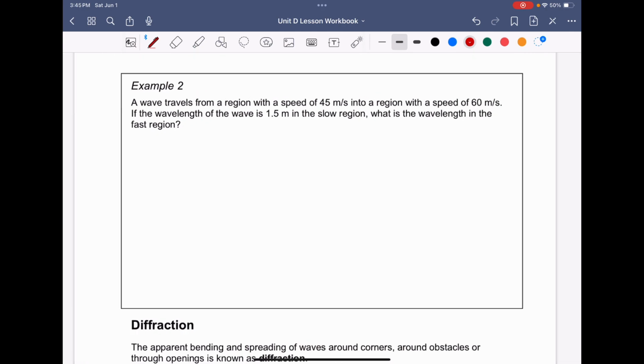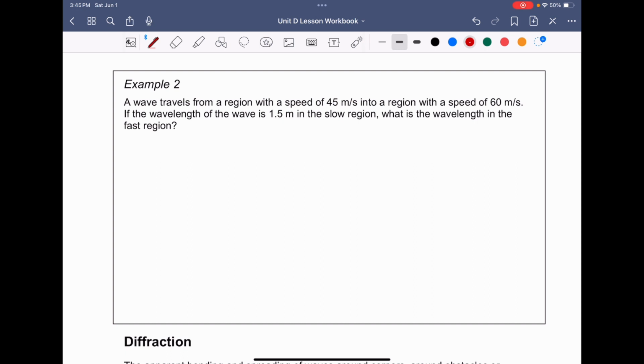All right, now let's look at an applied example of what this might look like in terms of using this identity from our formula sheet. A wave travels from a region with a speed of 45 meters per second into a region with 60 meters per second. So it's going from a slow region to a fast region, just based on the context. I'm going to write this as speed 1 and speed 2, just by the order in which things are happening. If the wavelength is 1.5 meters in the slow region, or lambda 1 equals 1.5, then what is wavelength 2 in the fast region? That's what they're asking us for here.